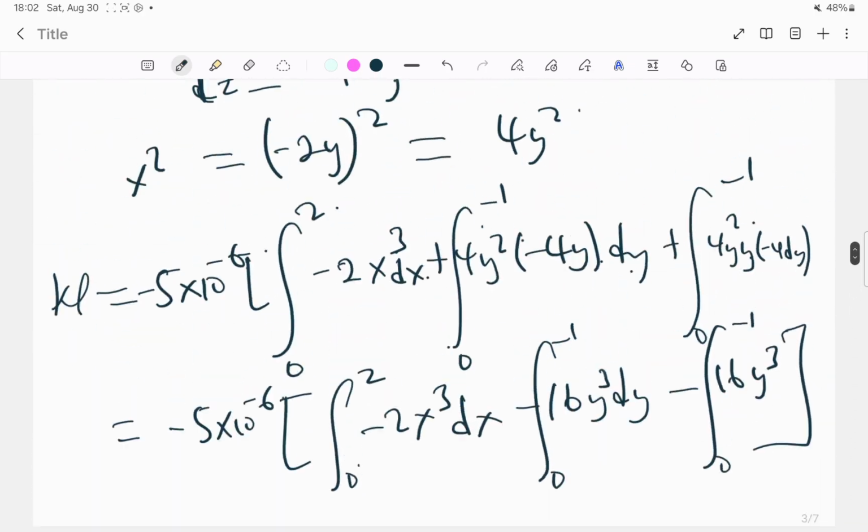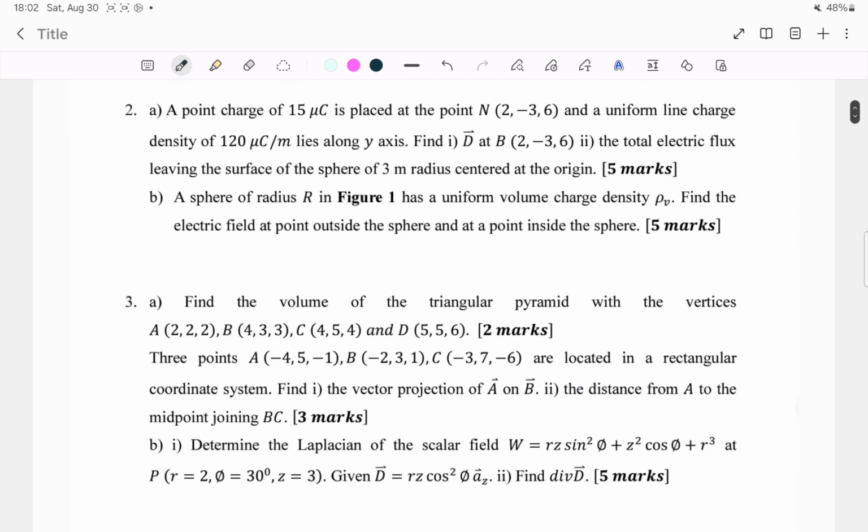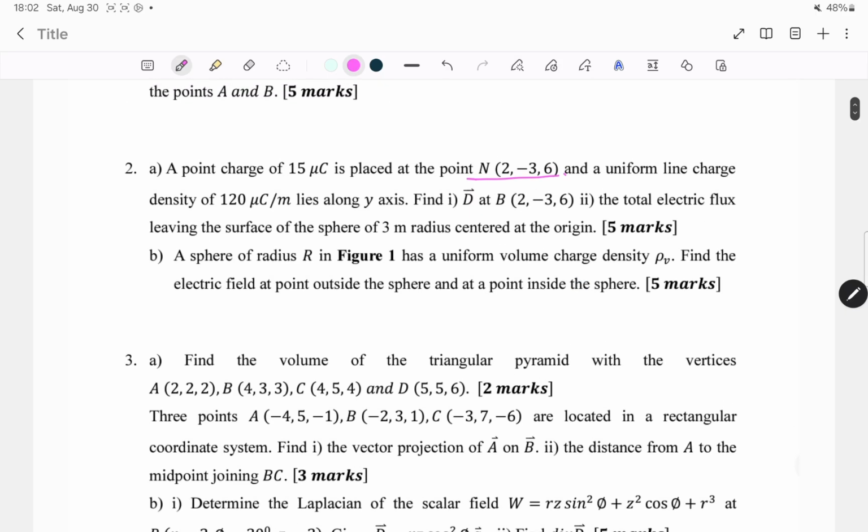The point charge was originally located at n, not the origin, but here the coordinate is 2. It was later corrected to be at the origin. I corrected this because you can see that point n and point B have the same coordinates, so it doesn't make sense. So it was corrected to be at the origin, and we are solving this.